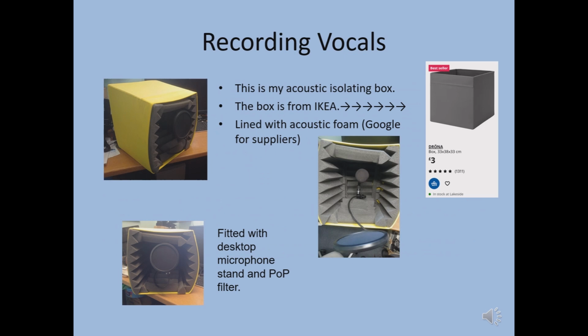This is what I used for many years. It's a collapsible box which you can get from IKEA, as illustrated here. It's a fabric box. Basically you open it all up and you install acoustic foam inside. If you just Google, there's loads of suppliers you can obtain it from, and you just cut it to fit and place it inside.